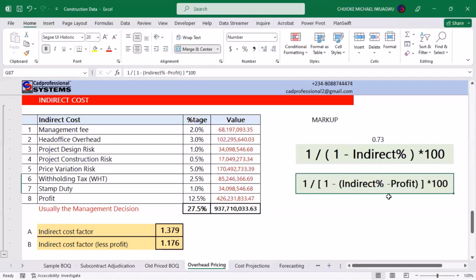That is why in this formula, we now have to remove it from this indirect cost now. This is the indirect cost minus profits, and we close it. That will give us a lesser factor, which is 1.176. So for every work that you have that is to be executed by a subcontractor, this is the factor that you'll be using. Not just a subcontractor, but a nominated subcontractor. This is the factor that you'll be using. But for every work that the contractor will be taking profit for, this is the one that you'll be using. I hope you have been able to understand it that way.